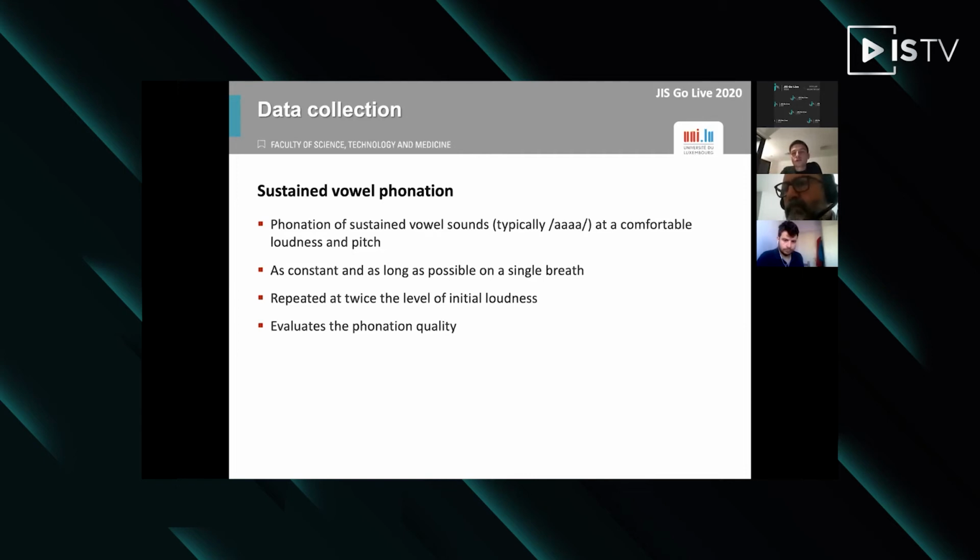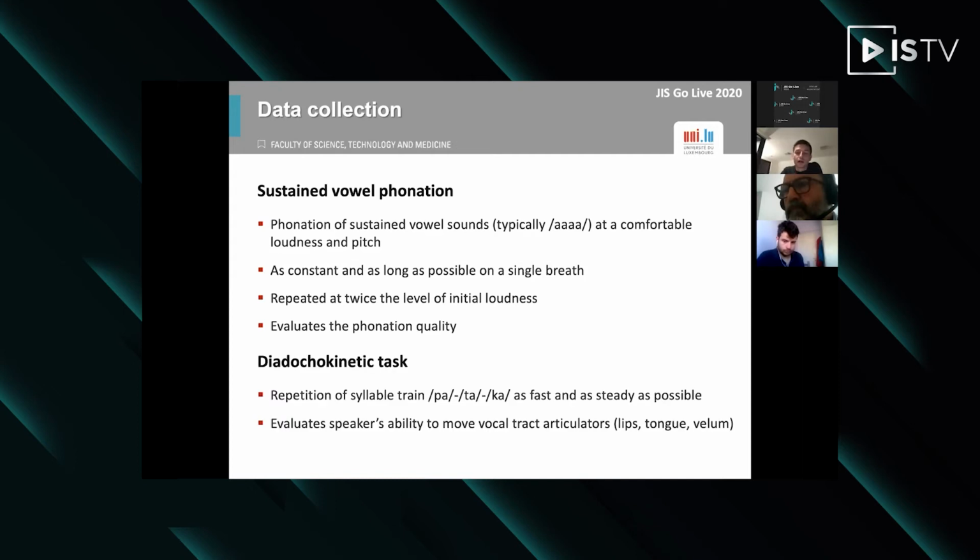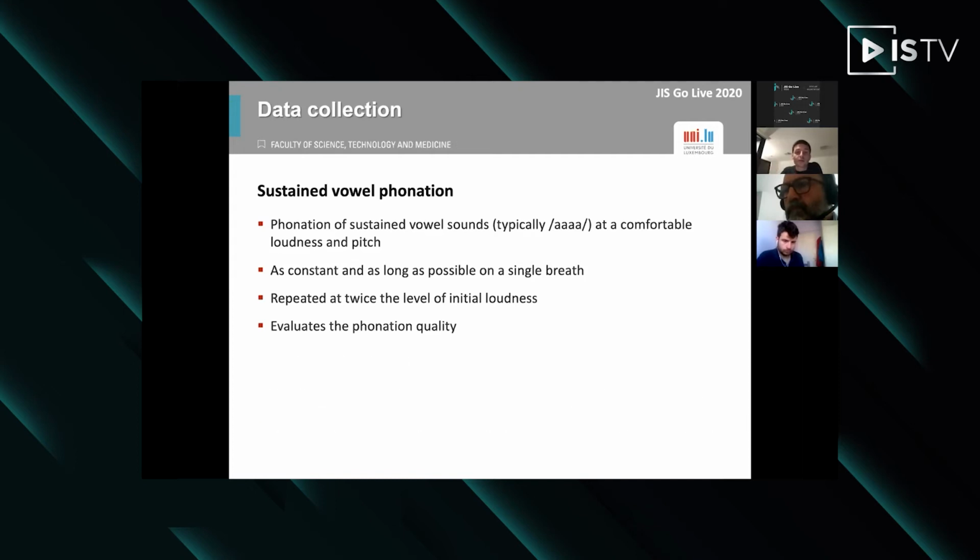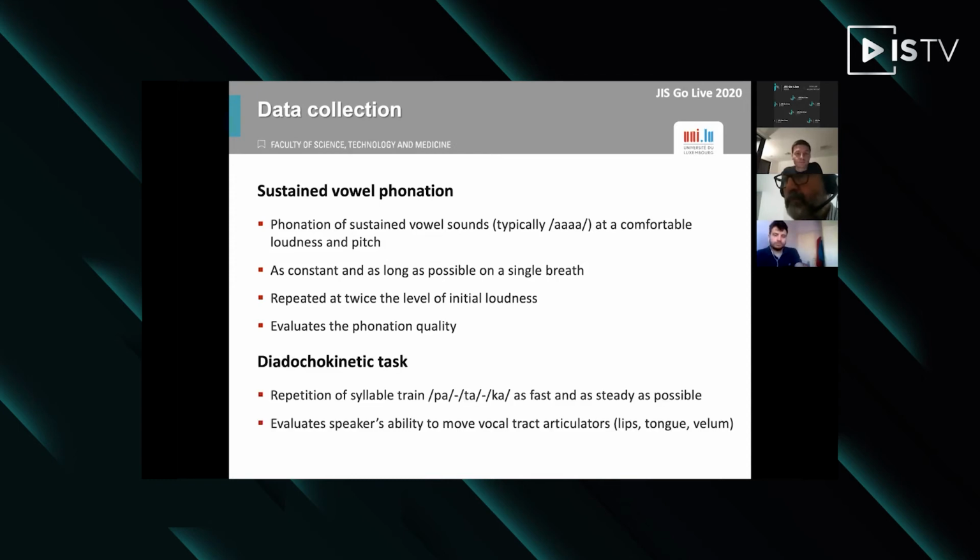And usually this vocal task is used to evaluate the phonation quality. Now, typically the vowel A is used, but basically one can use additional vowels as well to account for different positions of the vocal articulators during the production of the speech.